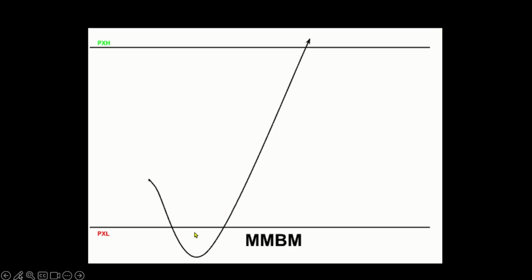If we're taking a look at the buy model, which occurs if we're bullish, we're going to look for the following scenario. We're going to look for a run on sell stops below PXL, and then we're going to look for a smart money reversal to occur here, targeting buy side liquidity above PXH.